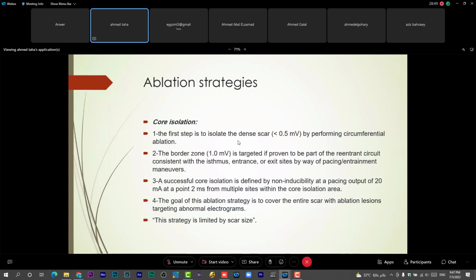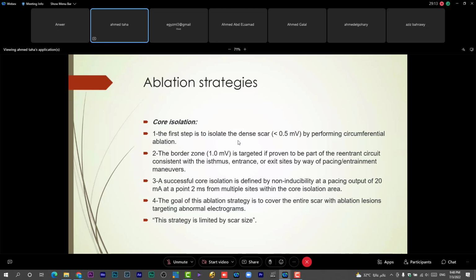So according to the patient itself, the myocardium, how much scar you have got during voltage mapping, and how much you can ablate during the procedure itself without, for example, complications or side effects later on. So I will now identify the ablation strategy according to the patient itself and how much myocardium will get scarred.